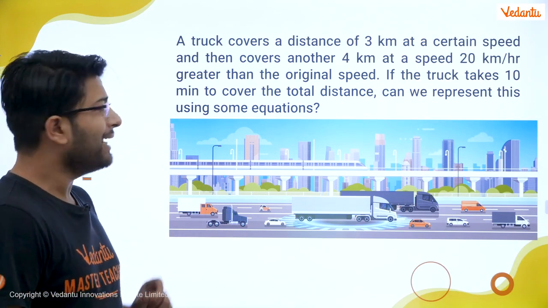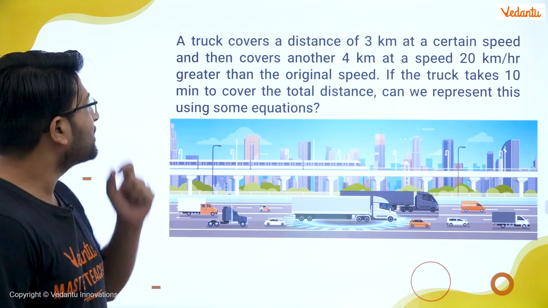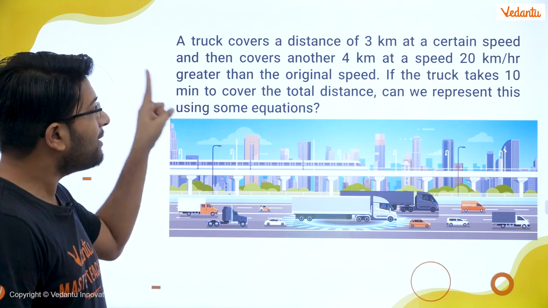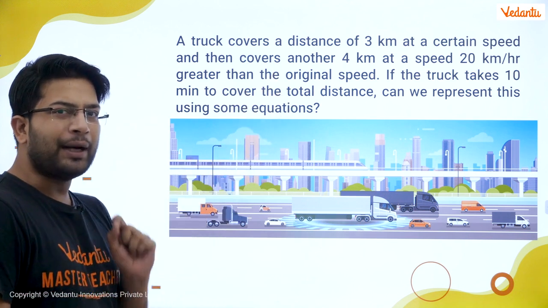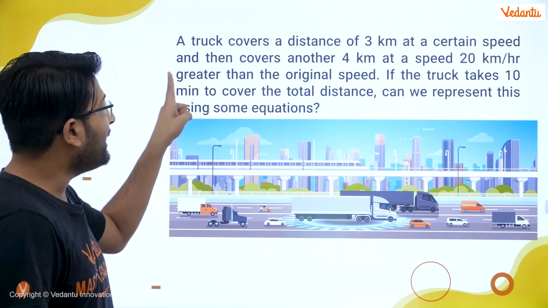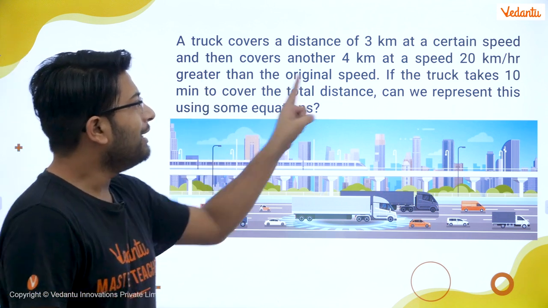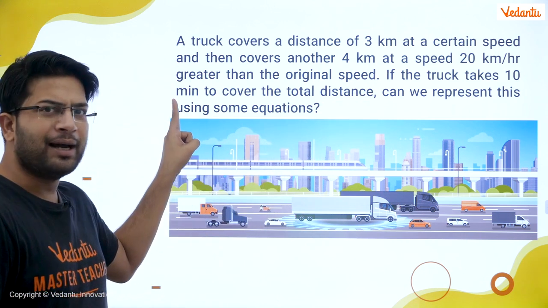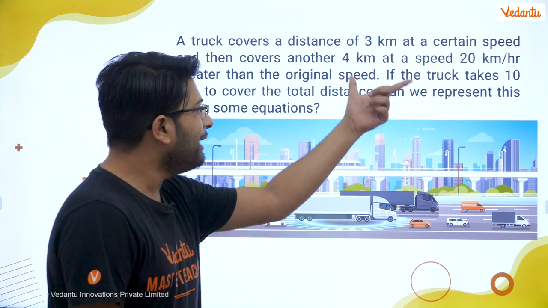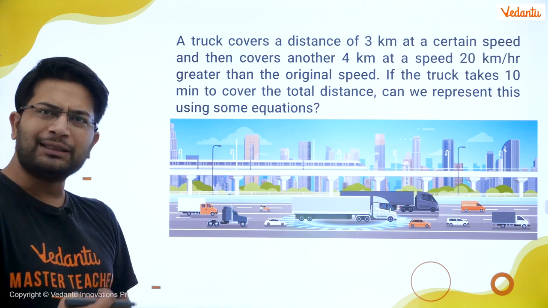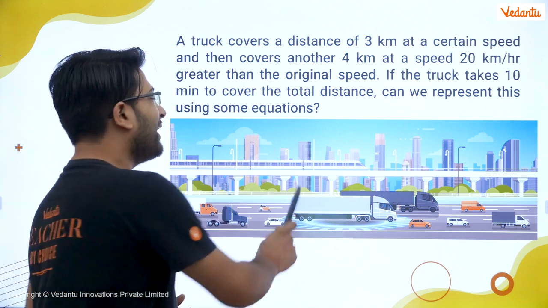The question is saying that a truck covers a distance of 3 km at a certain speed and then covers another 4 km at a speed 20 km per hour greater than the original speed that was before. If the truck takes 10 minutes to cover the total distance, can we represent this situation using some equation? Can you do it? Let's see and let's figure it out.